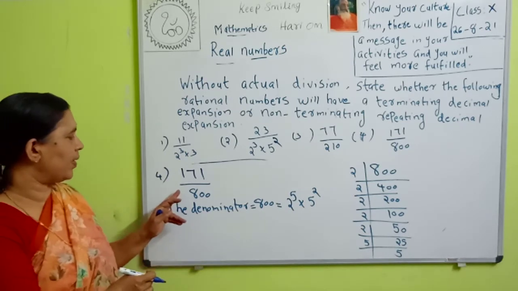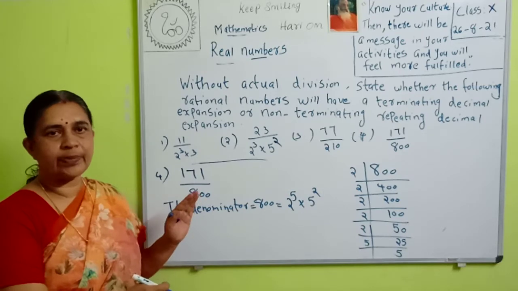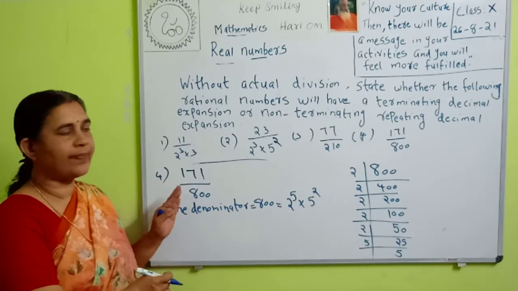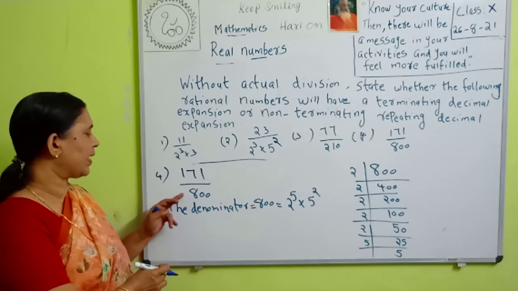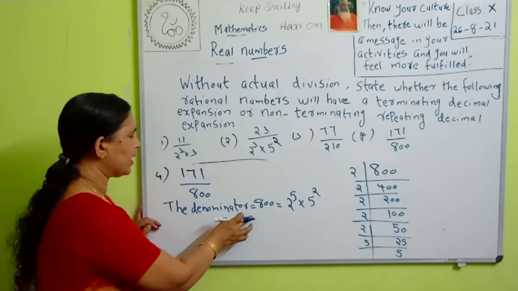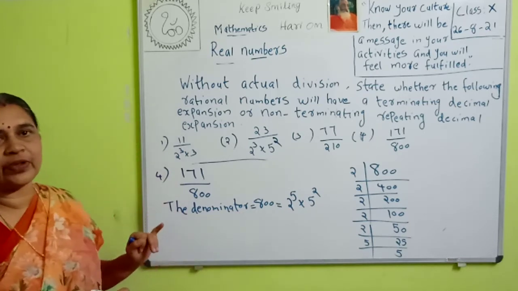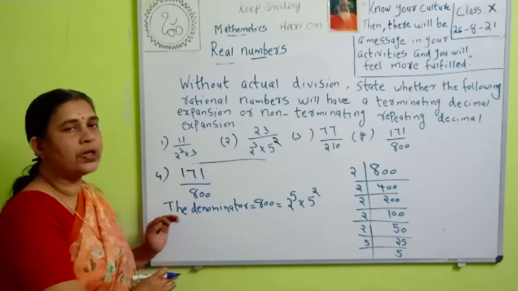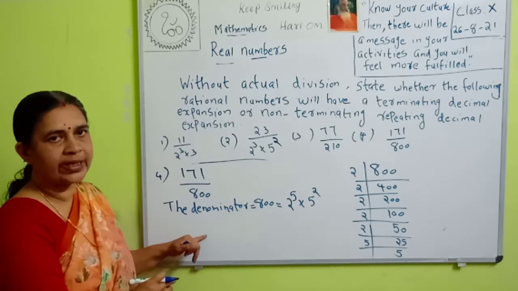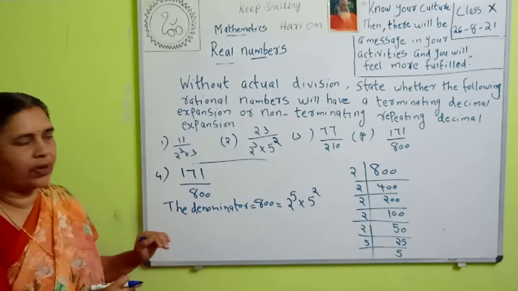So to check whether the decimal expansion is terminating or non-terminating, first we find the prime factorization of the denominator. Here the denominator is 800, we factorize it, we got 2 raised to 5 into 5 square. So it is of the form 2 raised to m 5 raised to n. So it is a terminating decimal expansion. Otherwise it is non-terminating. Okay.